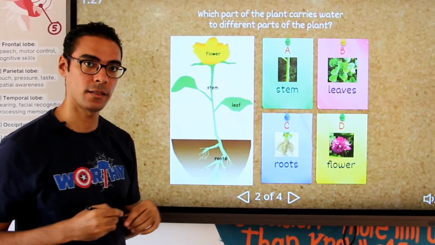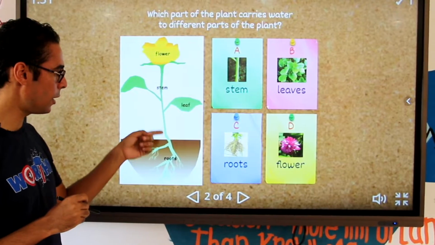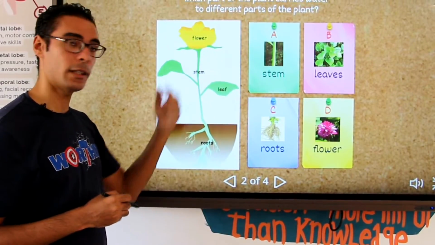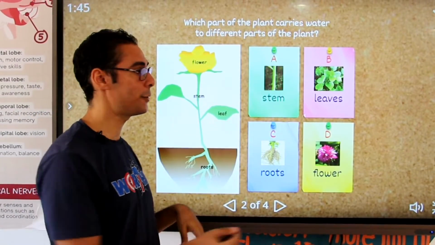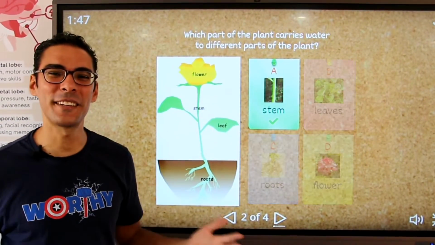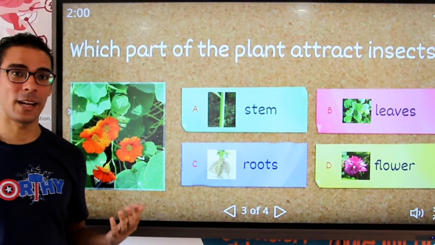The next question: which part of the plant carries water to different parts of the plant to distribute it all over the plant parts? I guess it's not roots. So you might be thinking about the elevators to distribute it all over the plant parts. And if your answer was the stem as an elevator, let's check it out. Easy. Perfect.